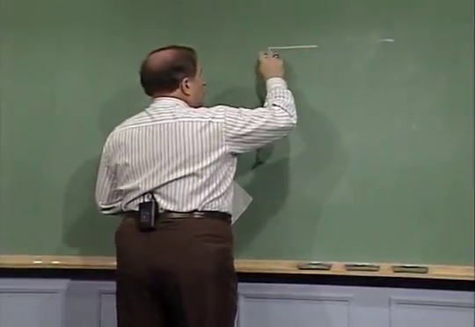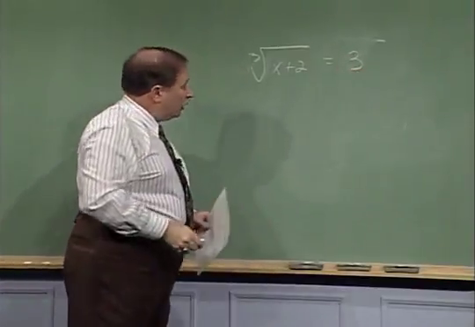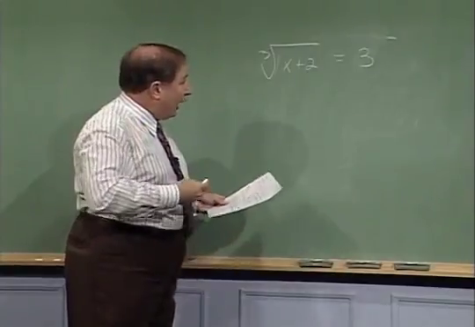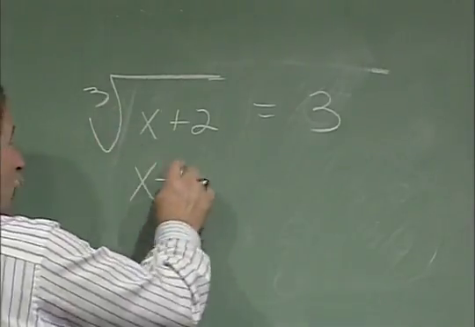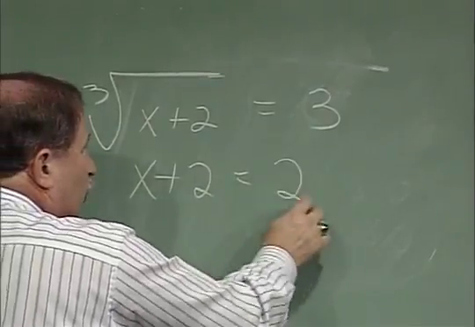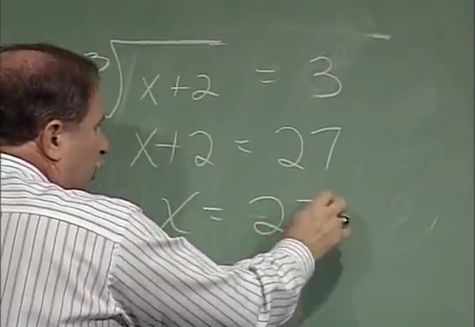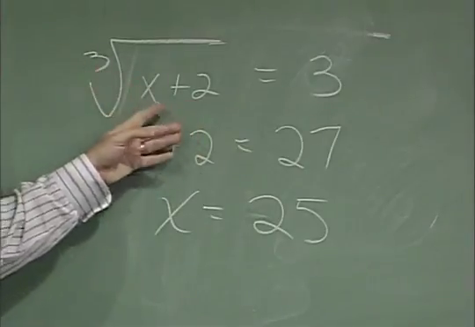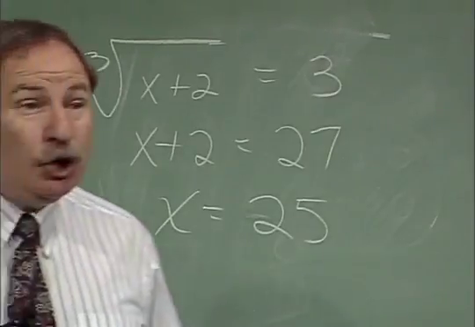How about the cube root of x plus 2 equals 3? We solve this the same way as we did the square root functions. We isolate the cube root, which in this case is already isolated, and instead of squaring both sides, we cube both sides. Because the cube of a cube root is what's inside. The cube of 3 is 27, and we get x equals, we're going to subtract 2, and we're going to get 25. And 25 plus 2 is 27. The cube root of 27 is 3. And that's a simple example of a cube root function.